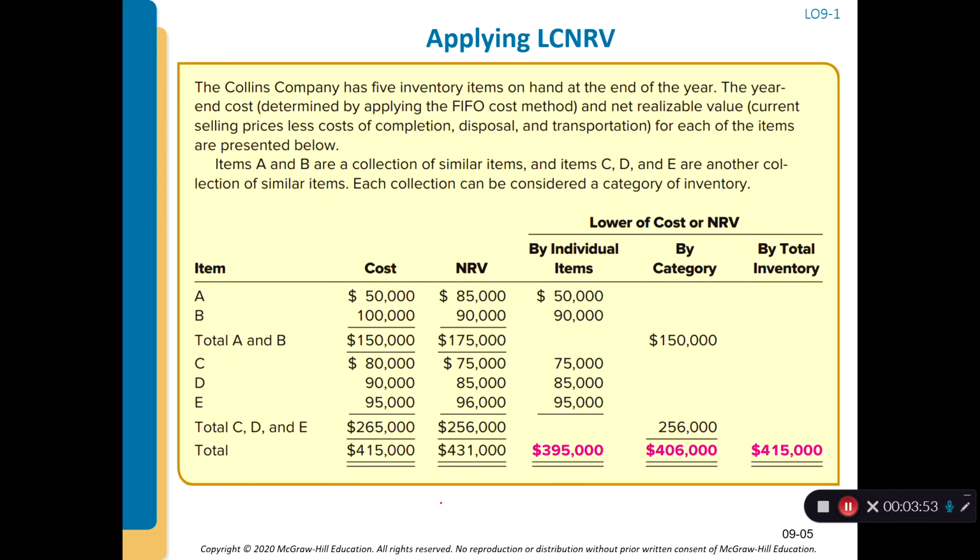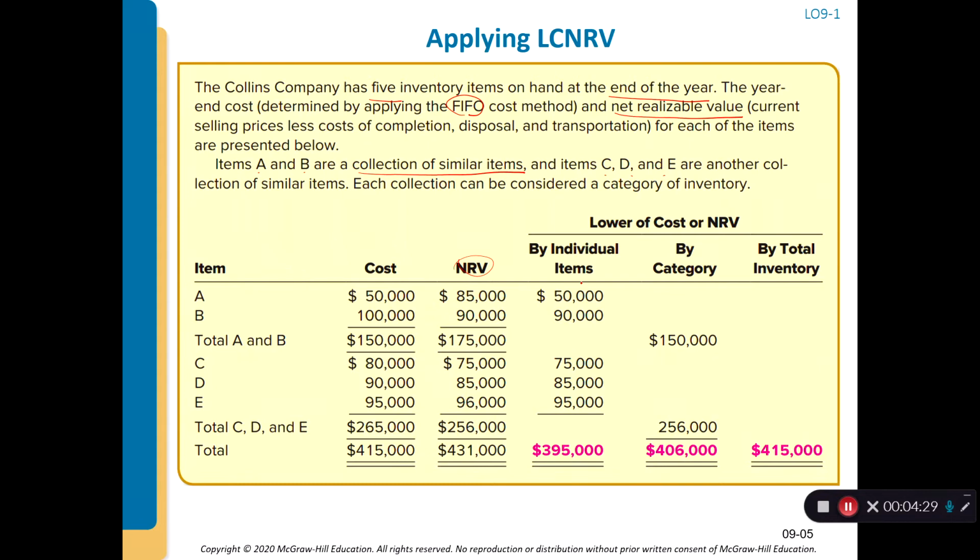Let's look at this example. The clothing company has 5 inventory items on hand at the end of the year. Here are the year-end costs, where they are applying the FIFO method, and the net realizable value for each item. Items A and B are a collection of similar items, and C, D, E are another collection of similar items. The company lists the cost or purchase prices for A, B, C, D, E, and then estimates an NRV for A, B, C, D, E.